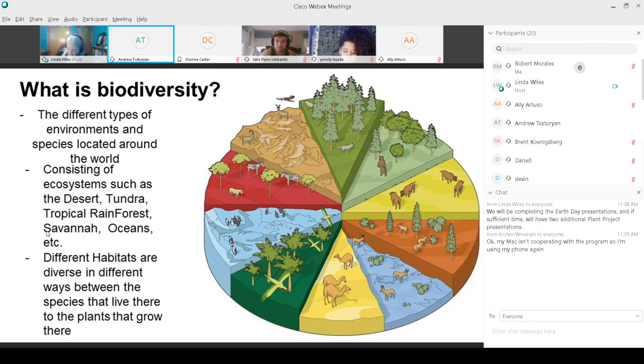Biodiversity is the different types of environments and species located around the world, consisting of ecosystems such as the desert, tundra, tropical rainforest, savanna, oceans, etc. Different habitats are diverse in different ways between the species that live there to the plants that grow there. Okay, now introduce your diagram. Hit the highlights of each.